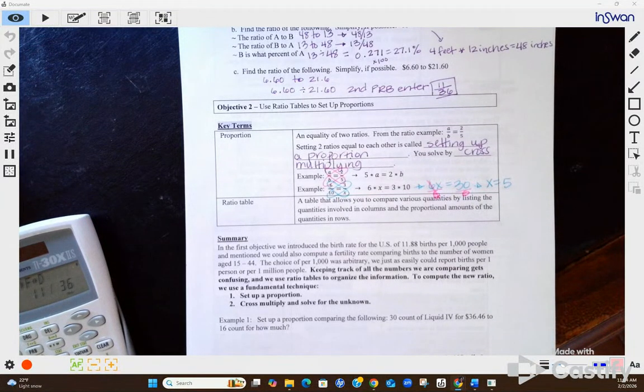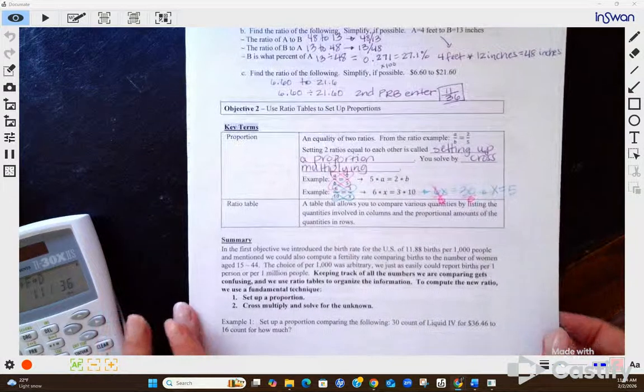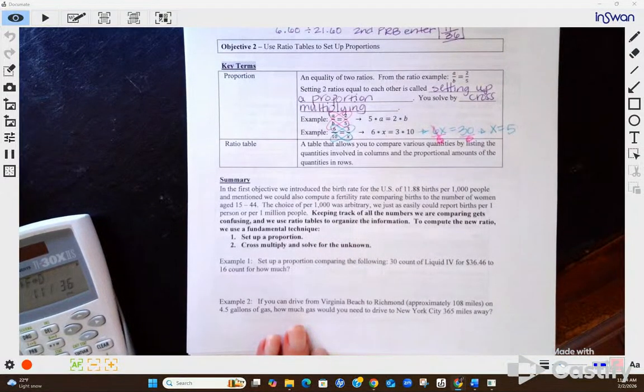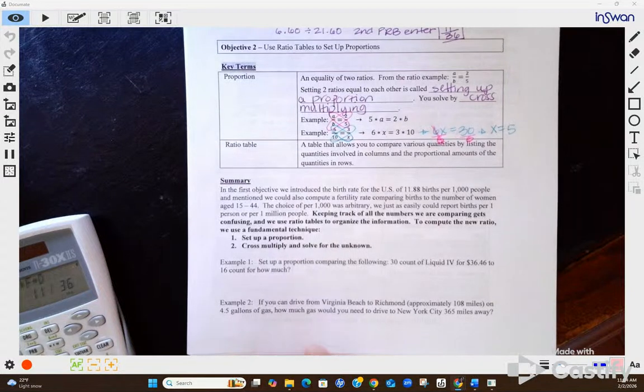A ratio table is a table that allows you to compare various quantities by listing the quantities involved in columns and the proportional amounts in rows. In the first objective, we introduced the birth rate for 11.88 births per 1,000 people. I mentioned we could also compute a fertility rate comparing births to the number of women aged 15 to 44, because they're kind of narrowing down to when women are usually able to give birth, although we know that can happen outside of those years. The choice of per 1,000 was arbitrary. We could have just as easily reported the births per one person or per 1 million persons.